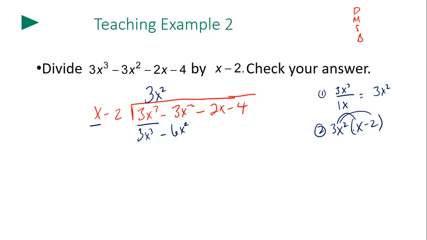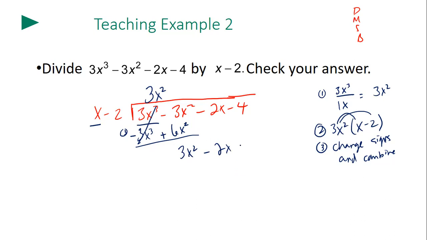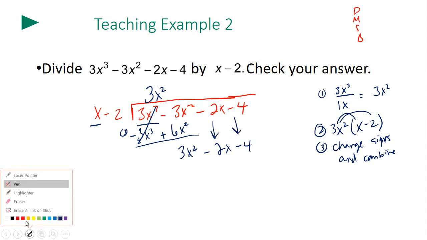Okay. After I multiply, then it says to subtract. When you are subtracting polynomials, that means you're changing their signs. So this is going to become negative, and this becomes a positive. We change the sign and combine. That's what step 3 is. So now combining, these cancel out. Combining, this becomes 3x squared minus 2x minus 4. Because we subtract, then we bring down. And then you repeat the process again.